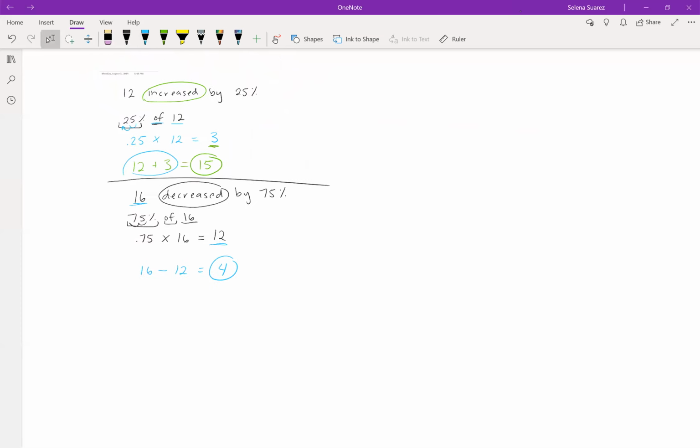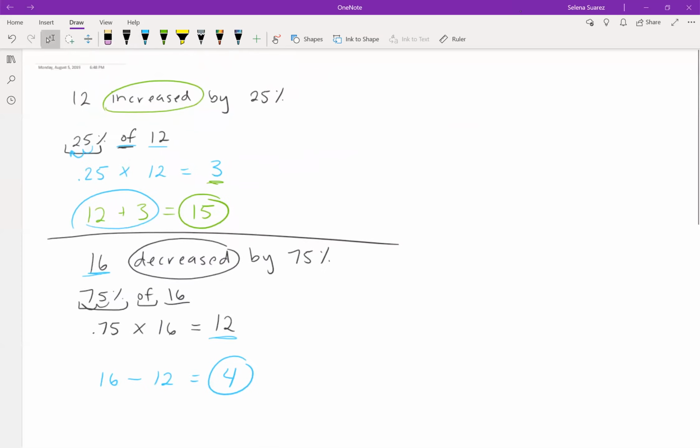So these were the 2 examples that I went over. If you want to jot these down in your notes, feel free.